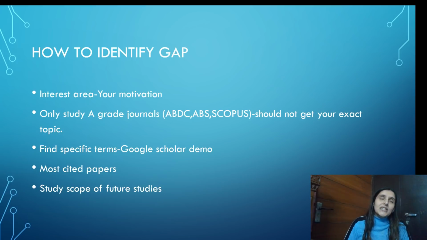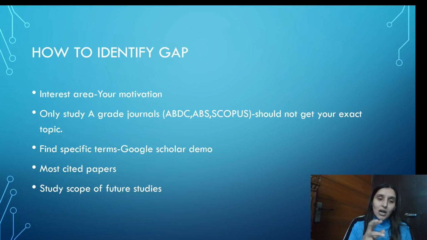There's another list by the name of the ABS list. This is followed in the European sector, European universities, and also in India. There's a Scopus list, which is a wide list. A Scopus list has science domain papers, arts domain papers, commerce domain papers, and it is a huge list. It has more papers than the ABDC and ABS.